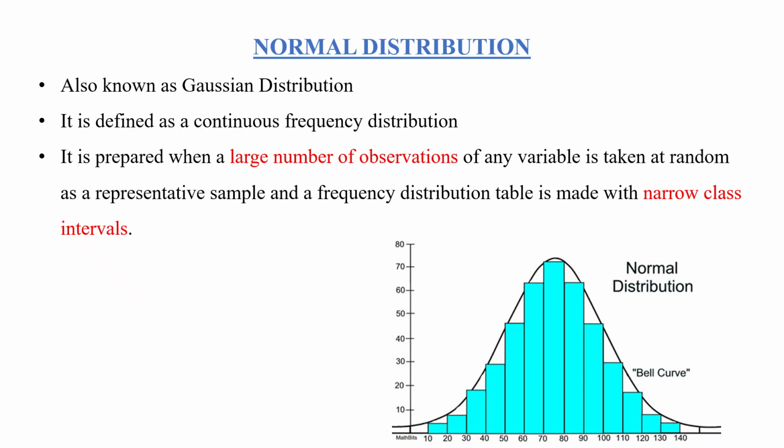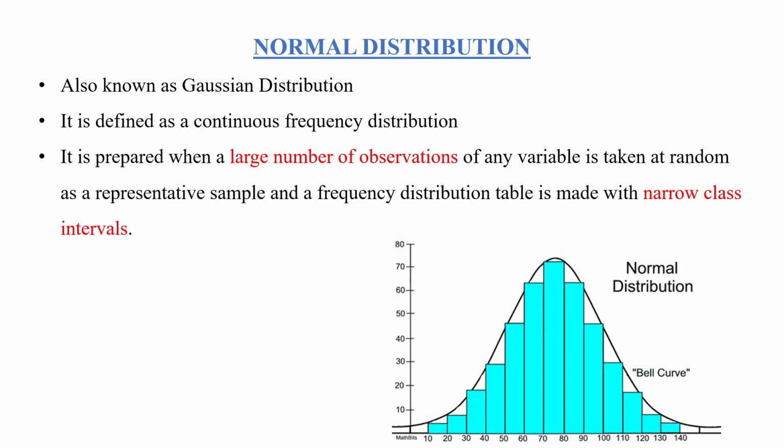And that too, it is prepared for a large number of observations taken from a representative sample. From those large number of observations, we draw a frequency distribution table. And from that frequency distribution table, we draw a curve with narrow class intervals, that means 2, 3, 4, like that narrow class intervals. In that scenario we will get a smooth symmetrical curve. So that is the normal distribution curve.